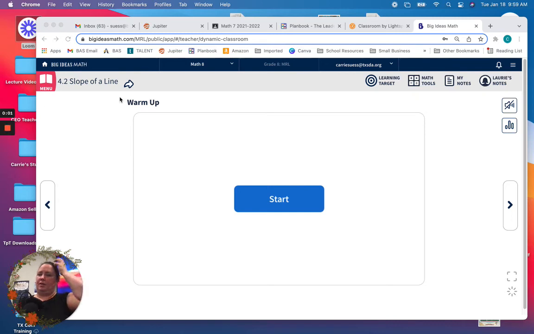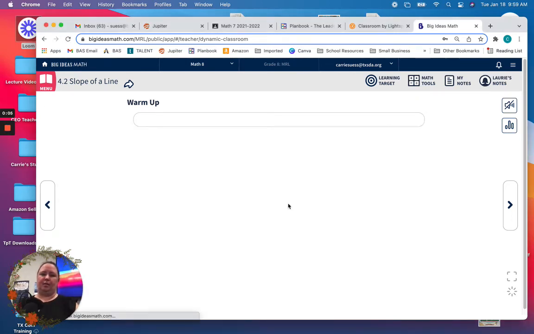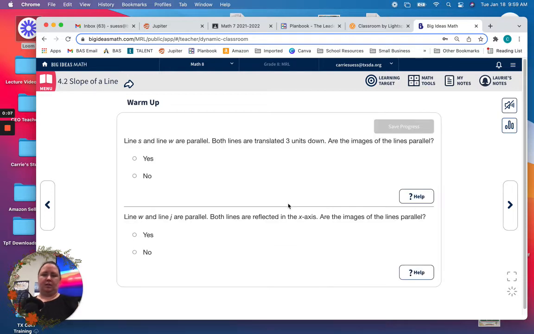All right, 8th grade, lesson 4.2, slope of a line. You need to begin with the warm-up, and I did already have a question, so let's look at it.